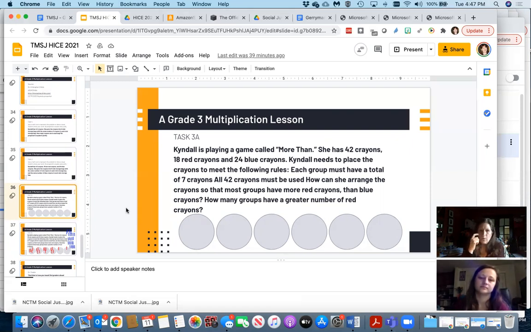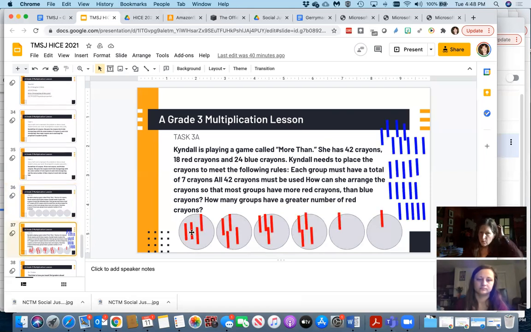So you have to think about how to do this so that most groups have more red crayons. There's 18 of them, and there's 6 bags. More bags would mean 3 is not enough, that'd be 4. So I want to have 4 out of the 7 be red. Is that possible? I can go 1, 2, 3, 4, and so this could be how it looks.